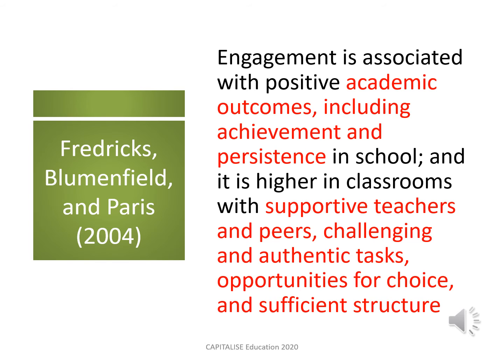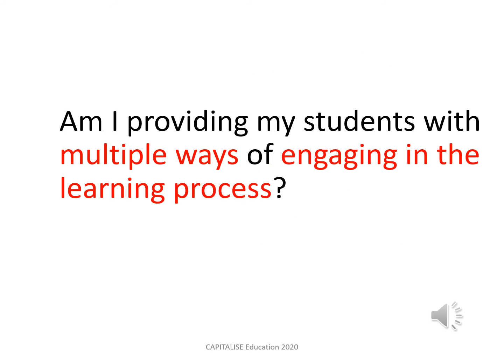Significant research exists to show that engagement is associated with positive academic outcomes, including achievement and persistence in schools, and it is higher in classrooms with supportive teachers and peers, challenging authentic tasks, opportunities for choice, and sufficient structure. During the planning, teaching, and assessment cycle, the first principle of Universal Design for Learning encourages teachers to ask themselves, am I providing my students with multiple ways of engaging in the learning process? Because not everything works for everyone.